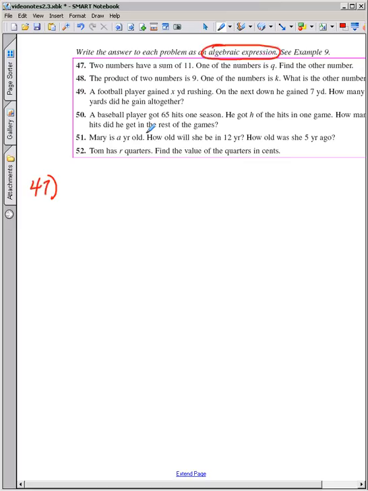So one way you can think about it is this. If two numbers add up to 11, right? One of them is q. How can we find the other one? Well, we can kind of use our techniques for solving equations to find this one. We would have to subtract q from both sides, which would tell us that the other number has to be 11 minus q.